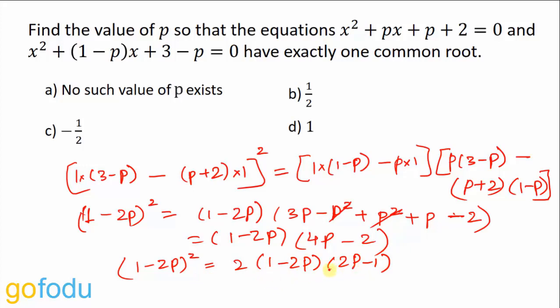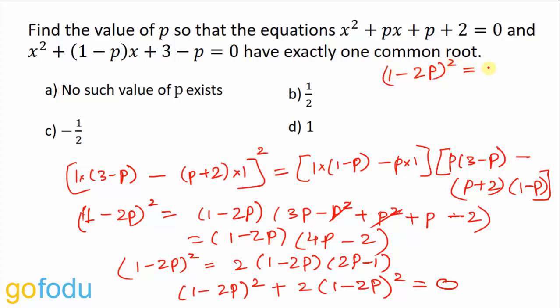If I take this whole to the left hand side, this will be 1 minus 2p whole square plus 2 into 1 minus 2p whole square is equal to 0. Basically, we have 3 into 1 minus 2p whole square is equal to 0, and that can only happen when 1 minus 2p whole square itself is equal to 0. From here we can say p is equal to 1 by 2. We have got the answer p as 1 by 2.